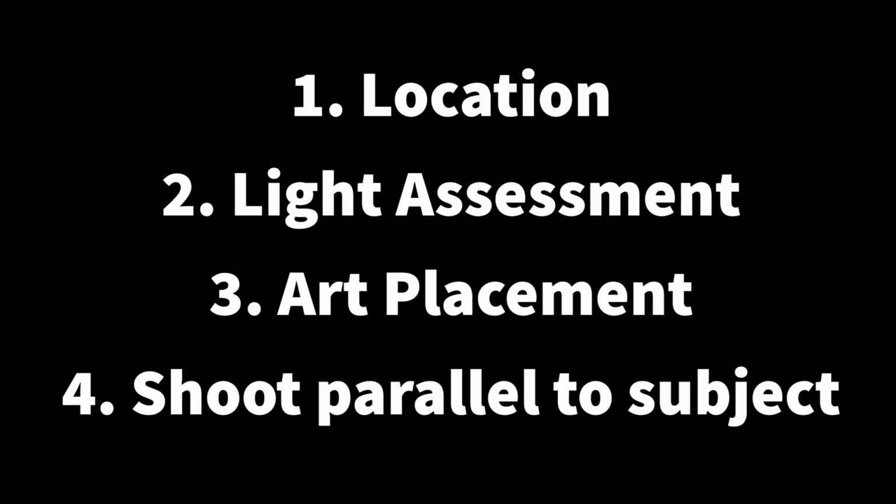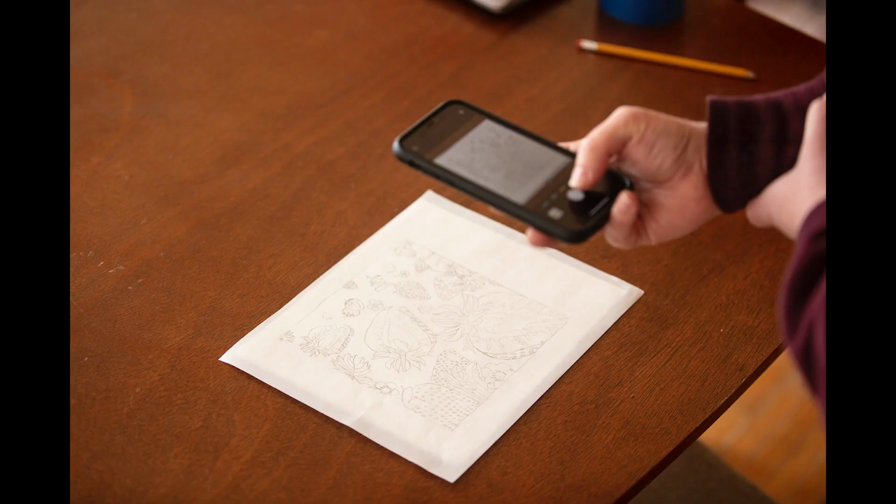So just to review, once you've picked your location, you assess the light that you have available, decide if you need to modify it, choose where you're going to place your art for the least reflections, and then just do what is in many ways the easiest of all the steps and shoot parallel to the subject. So if you've made it to the end of this actual process, congratulations, it is not as easy as it looks. Thanks, everyone.